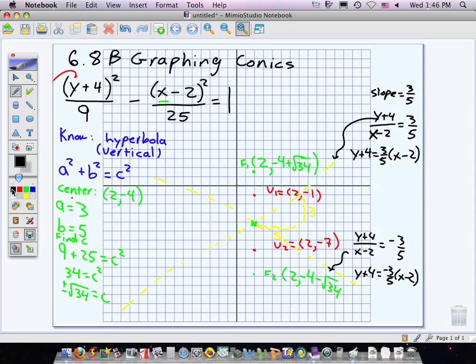And then the last thing to do would be to draw on the branches of the hyperbola. Keep in mind that the hyperbola goes through the vertices, and it should approach your asymptotes. So we'll make it close to the asymptotes, make sure it goes through the vertices, and we get a pretty decent sketch of what it looks like.